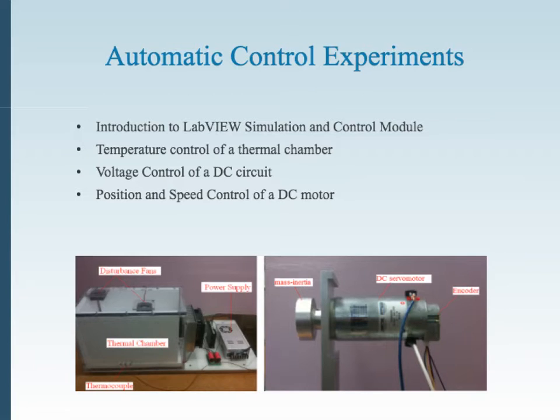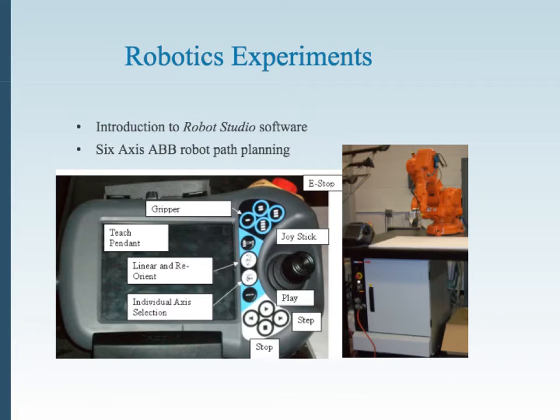In these experiments, the goal is to design a feedback loop and maintain the variable of interest, like temperature, like voltage, like position and speed of a motor. The final 2 experiments of this laboratory are related to robotics. So in this laboratory, we work with a software called RobotStudio. In this software, we can basically simulate the behavior of the ABB robot.